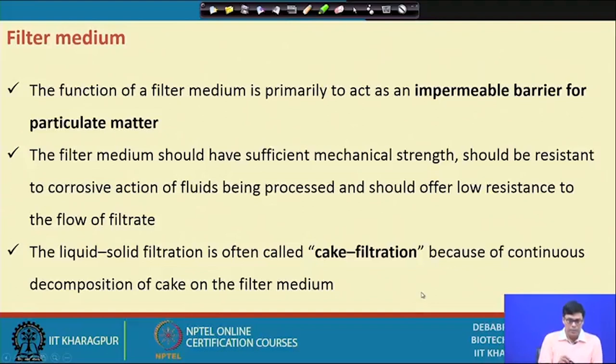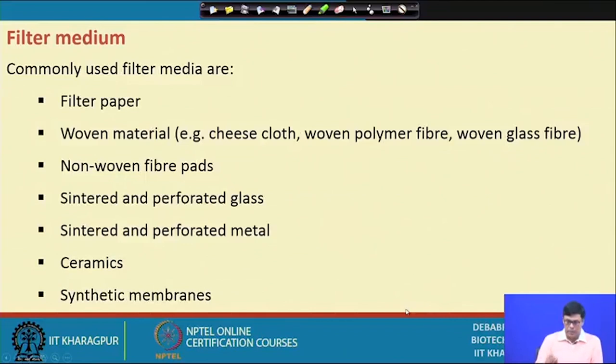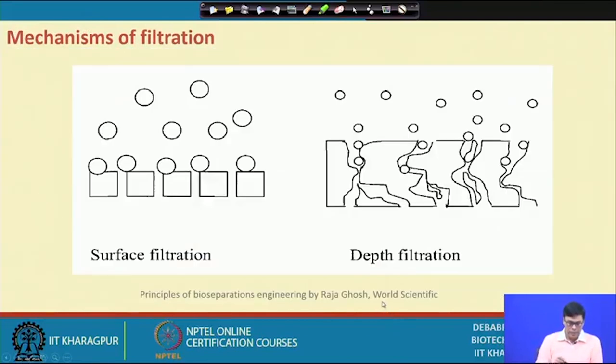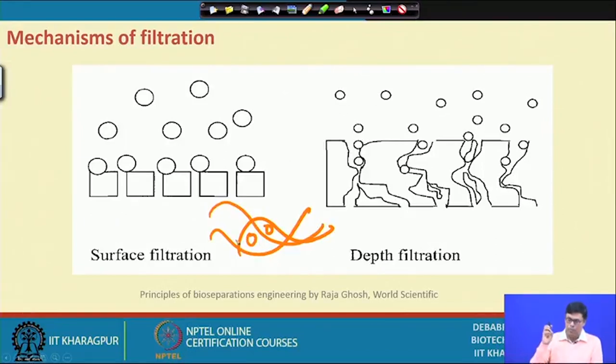Now, the function of the filter media is primarily to act as a permeable barrier to the particulate matter. I can give an example here. If you look at this, this is the filtration media, and this is how the particulate accumulates on the surface, in the case of surface filtration. In the case of depth filtration, the particulate is not only accumulated at the surface, but also inside the pores. Also, we have shown you how particles are entrapped within the fibers in fiber filtration.